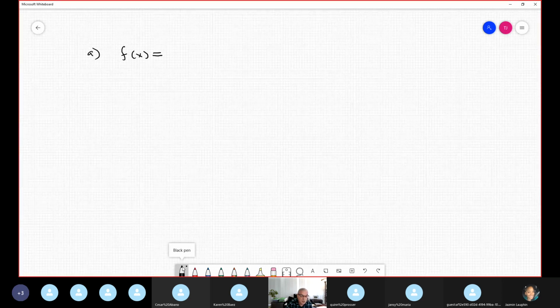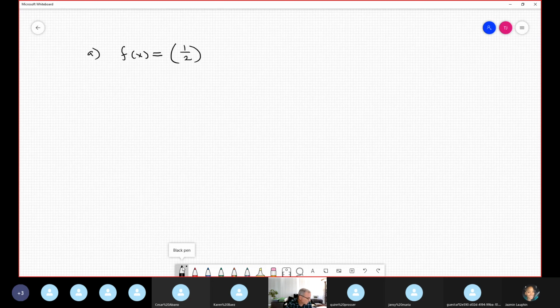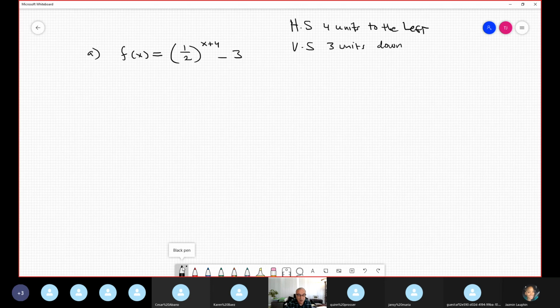Okay, but the base is less than 1. It's f of x equals (1/2) to the x plus 4, minus 3. I can see that we have a horizontal shift of 4 units to the left. We have a vertical shift of 3 units down because it's negative. I suppose our horizontal asymptote is located at y equals negative 3.